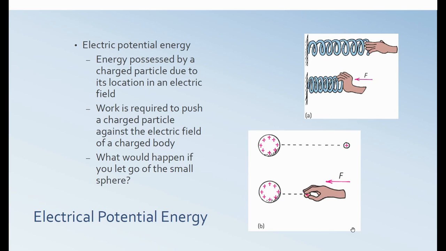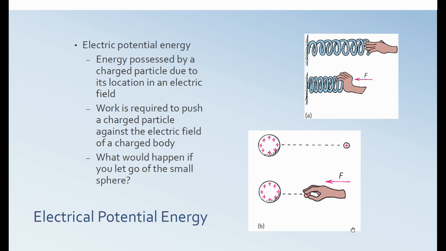When we have charged particles, each of these charged particles has what we call electrical potential energy. And this is energy that these charged particles have due to their location in an electrical field. And if we want to move this particle against the electrical field, we have to do work on that particle. It requires work. And you can think of this, let's look at the top picture. The coils of the spring push it away from the wall. If we want to push the spring to the wall, we have to apply force with our hand.